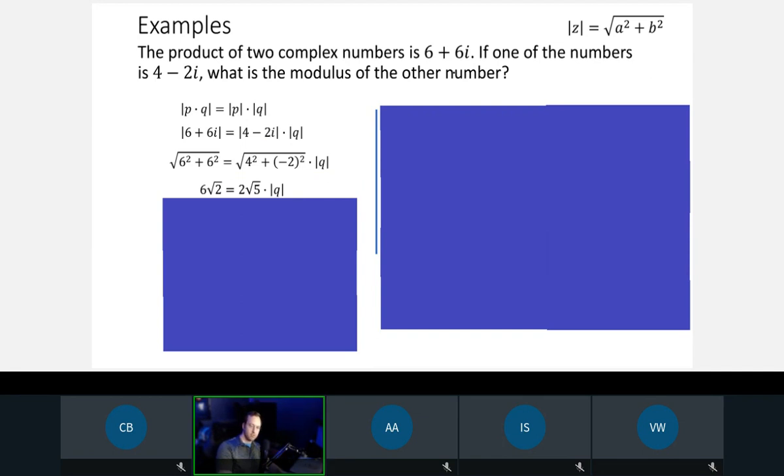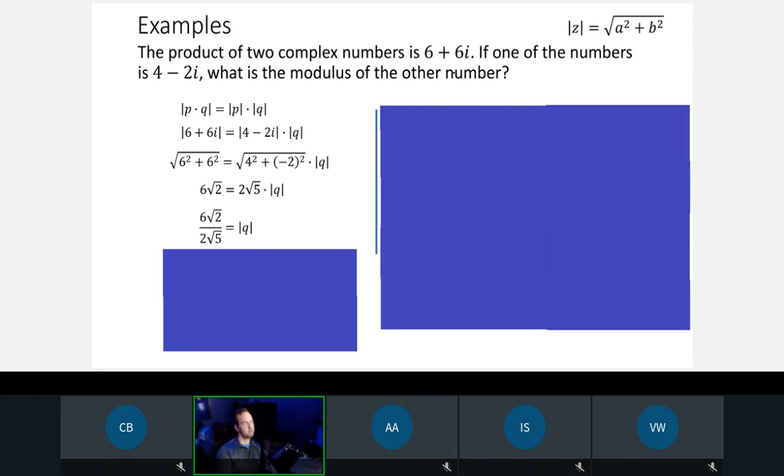Okay, Antonio, what can we do next? Divide. Yes. Now we can divide. So everyone divide both sides by 2 rad 5. And now simplify that. Simplify this. So you can just type it in and hit enter and get the simplified answer, or you can do it by hand. Most of the time I show the work by hand. So everyone do that.